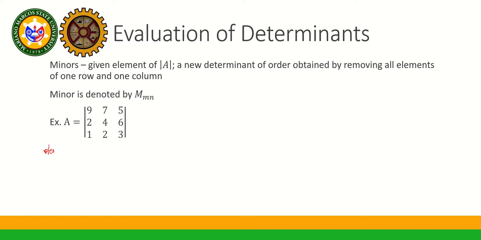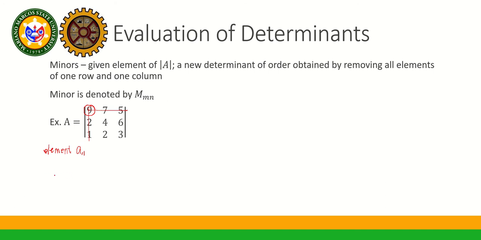Element A11, which is 9. What we do here is choose an element, then remove the row and the column perpendicular to it, the one row and one column that line up with it, which is the first column. So this is what you selected. And then the first row.